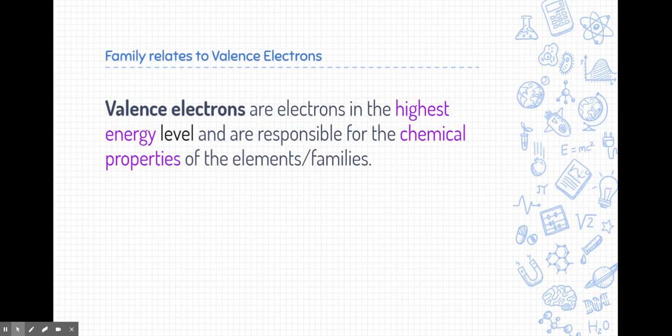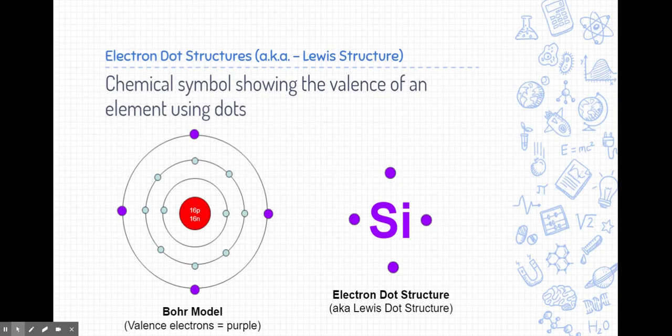So families and their properties relate to valence electrons. Valence electrons are electrons in the highest energy level, and they're responsible for the chemical properties of the elements and their families. We often symbolize these valence electrons using things called electron dot structures. They're also called Lewis dot structures.